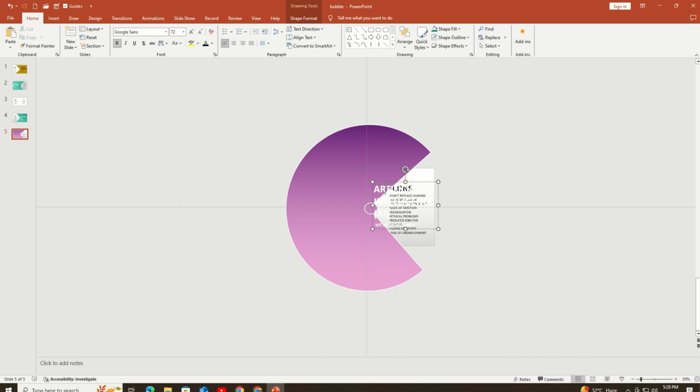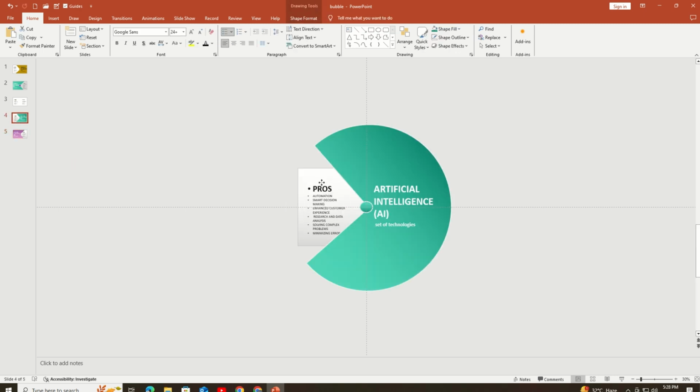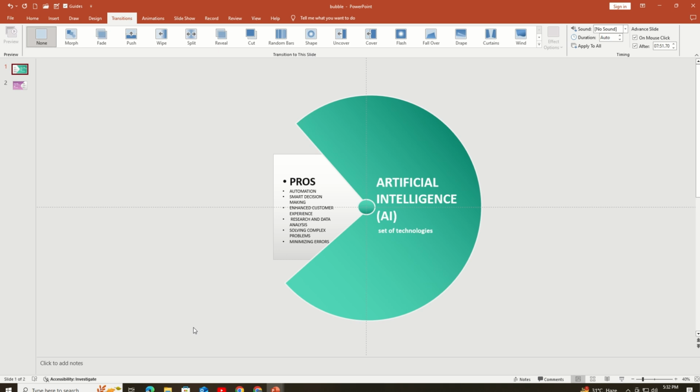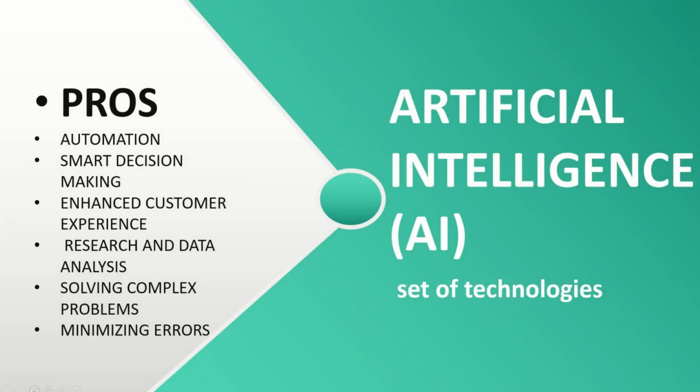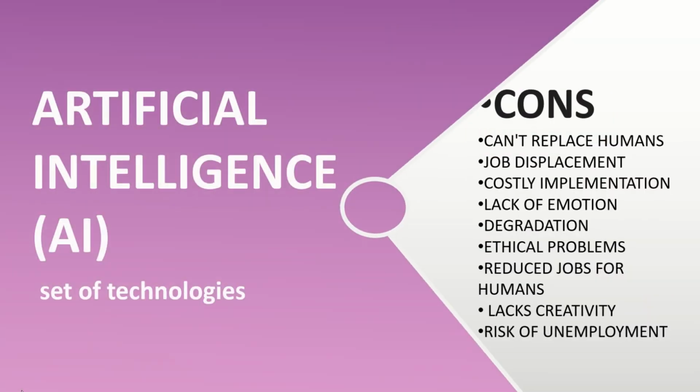And for the title, we're gonna move it onto the left side, on top of the shape. And now moving towards our last step, we're gonna select both the templates, something like this. Go to transitions and give them the morph transition. And there you go. So this is the final result.